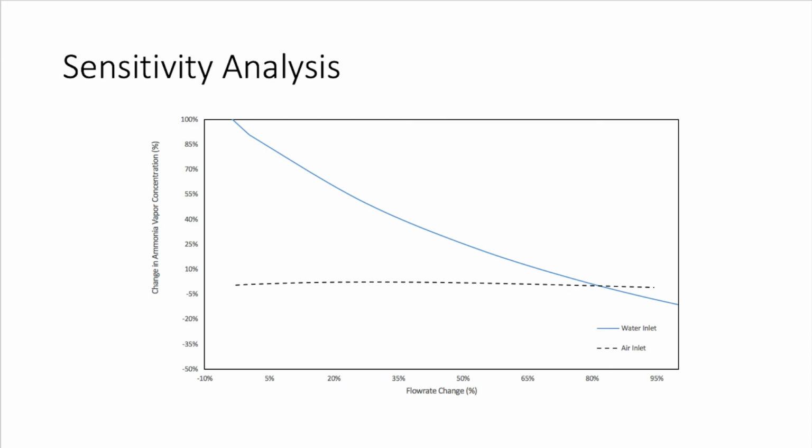From the sensitivity analysis, it was found that as the water flow rate increased, the concentration of ammonia in Stream 3 decreased. As the air flow rate was increased, there was a slight decrease in the ammonia vapor concentration.